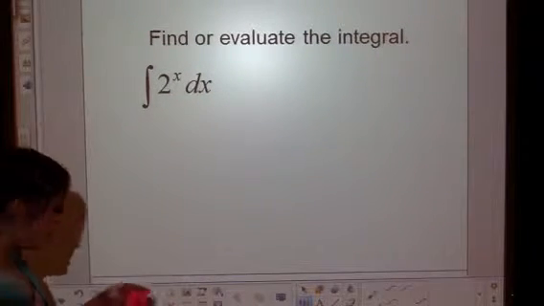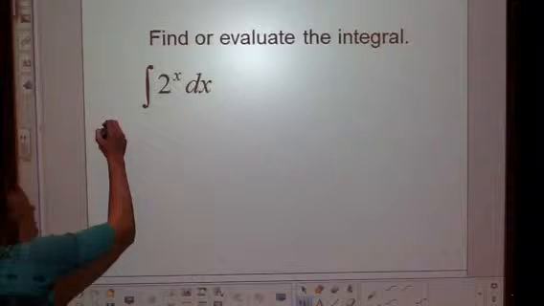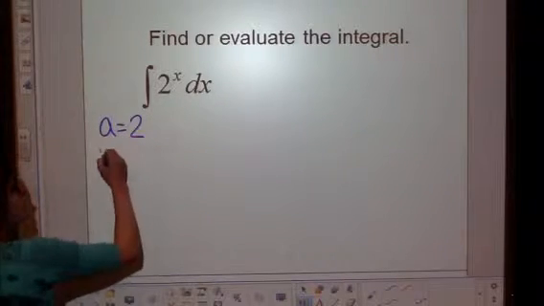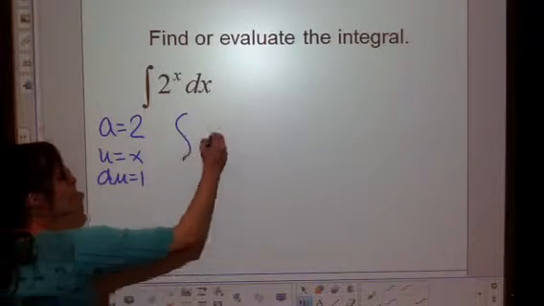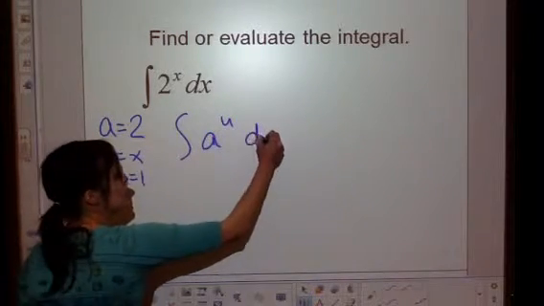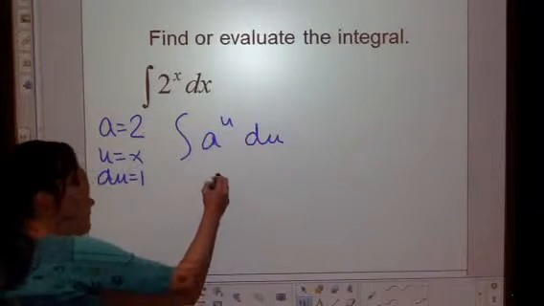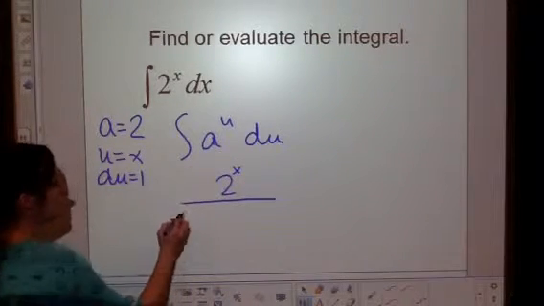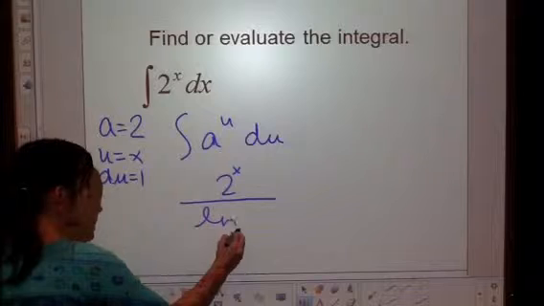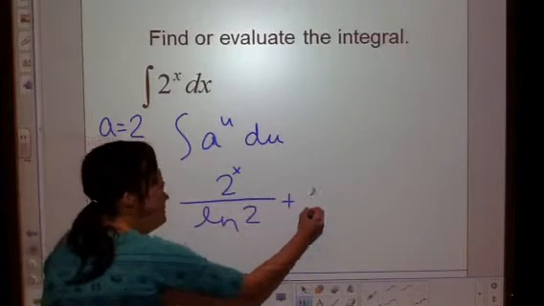So try this one on your own. You should say a is 2, u is x, du is 1. So we have a, u, d, u. So we're going to have a to the u on top, so 2 to the x on top, over ln a plus c.